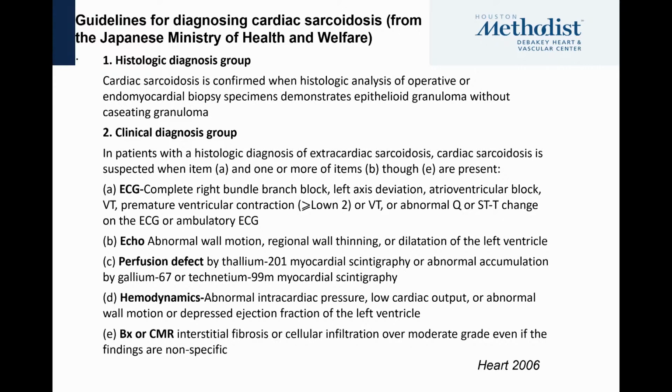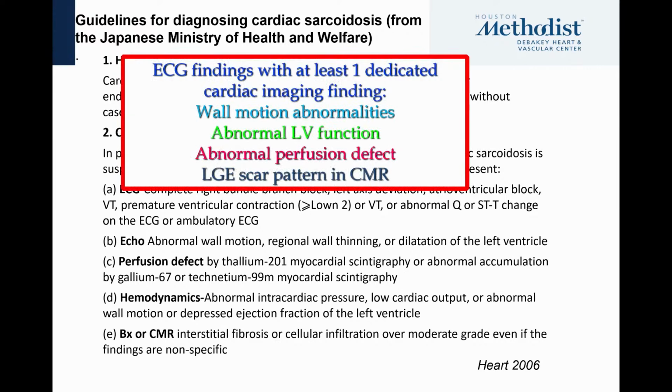So if you have this patient that is known to have sarcoid and they have EKG changes, a variety of different changes, from right bundles to left axis to AV blocks to PVCs or episodes of VTAC, pseudo-infarcts, abnormal Q waves, STT changes. So you have these changes in the EKG, and together with that, you have some imaging changes of either wall motion abnormalities, abnormal LV function, abnormal perfusion, or large patterns of scarring in the CMR that we'll hear about later.